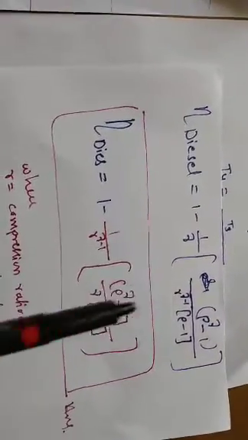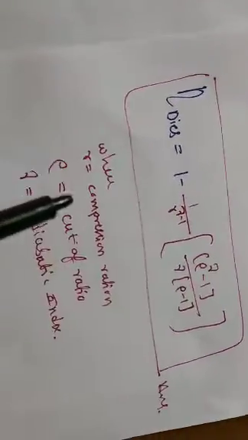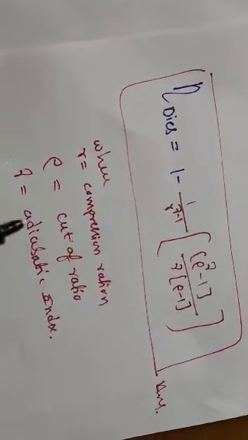Both are the same equations. Here r is the compression ratio, rho is the cutoff ratio, and gamma is the adiabatic index.